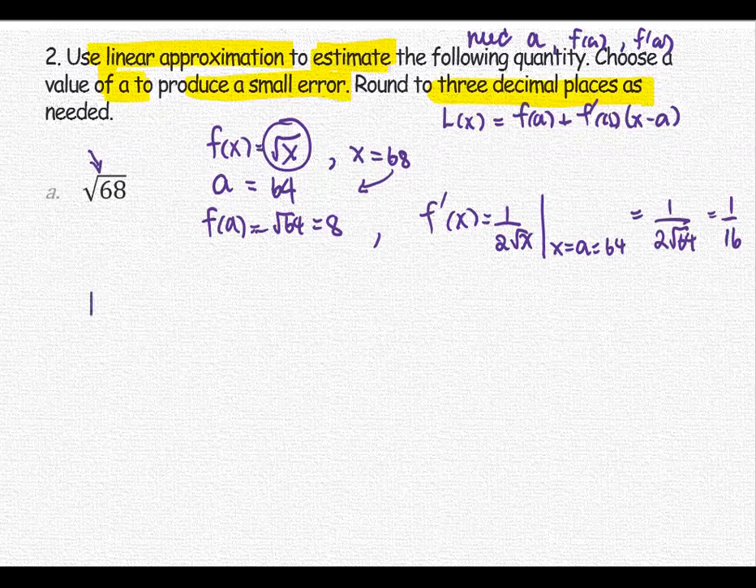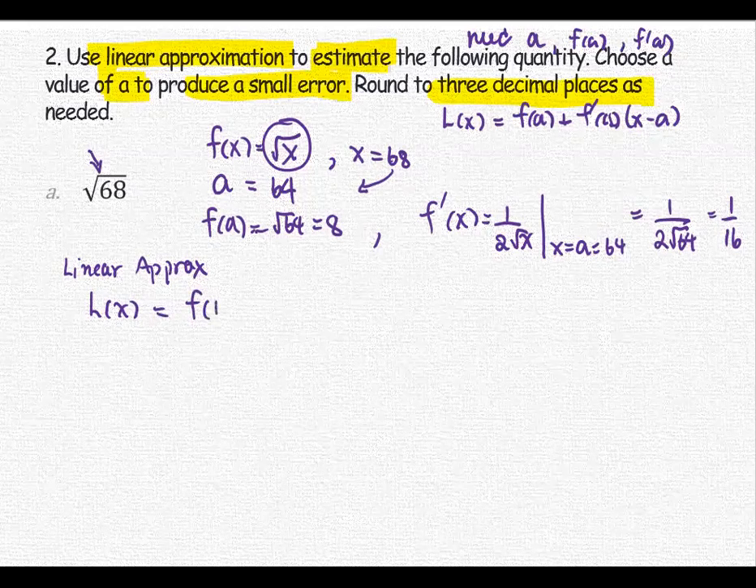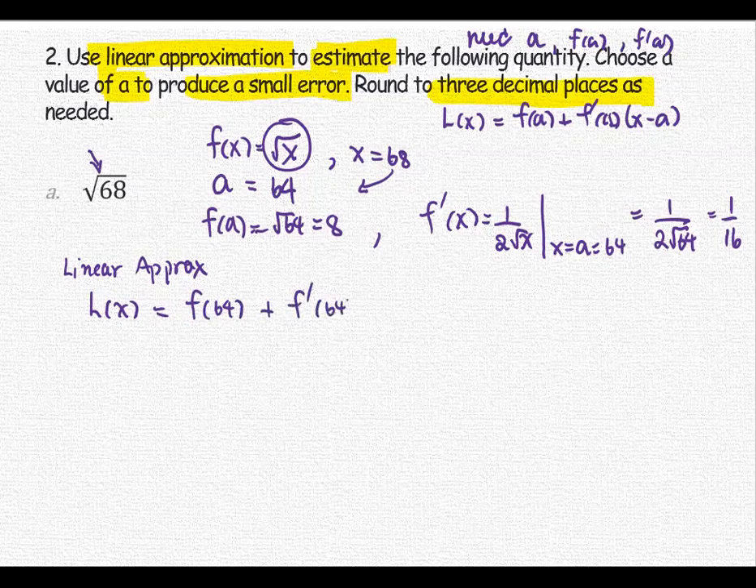Okay. So then the linearization, or the linear approximation function, will be in the form of L(x) equals f at 64 plus the f prime at 64 multiplied by x minus 64.